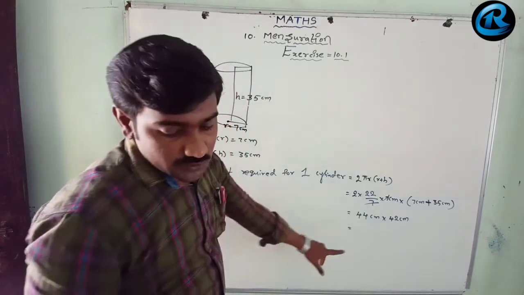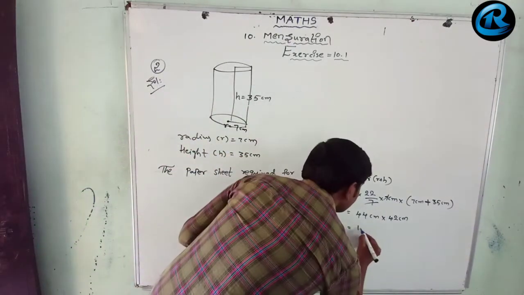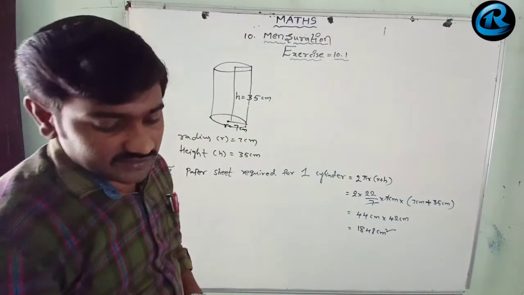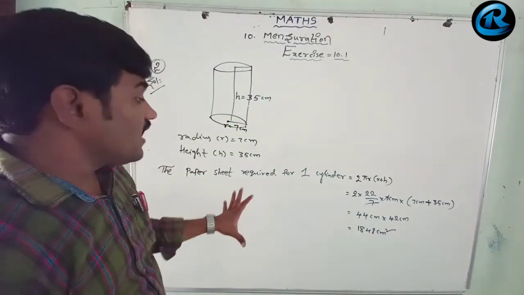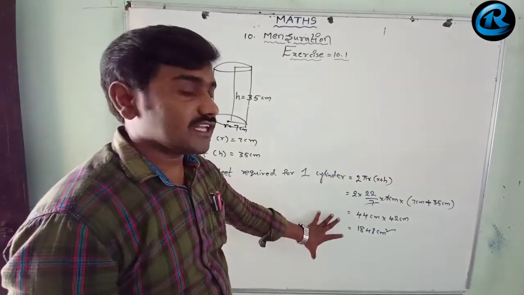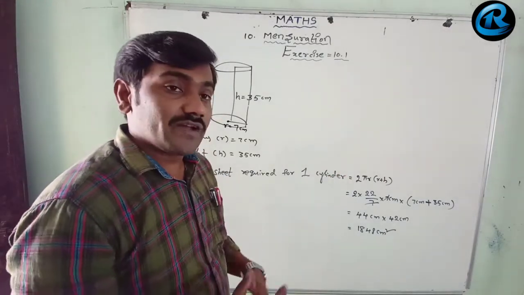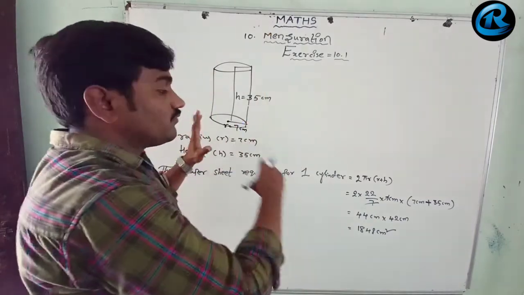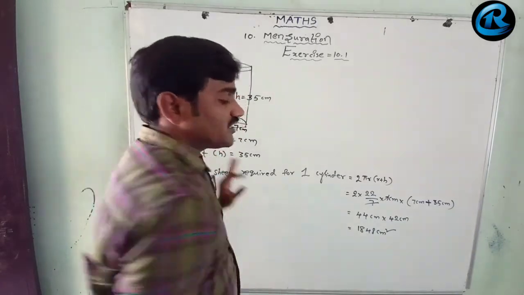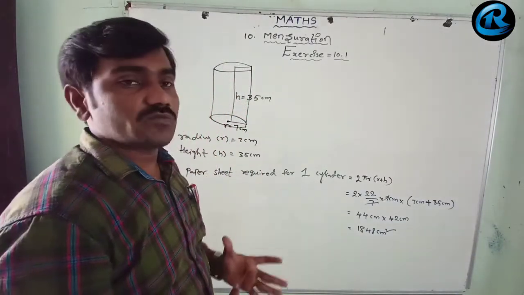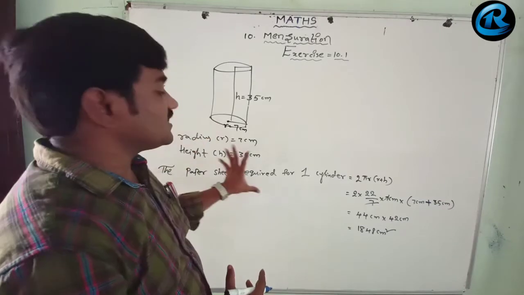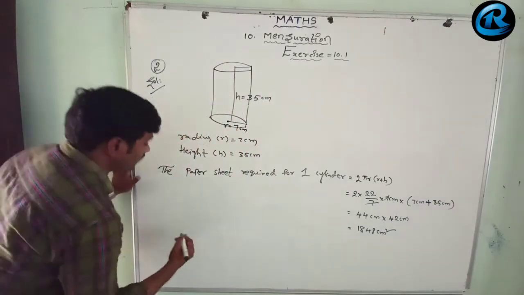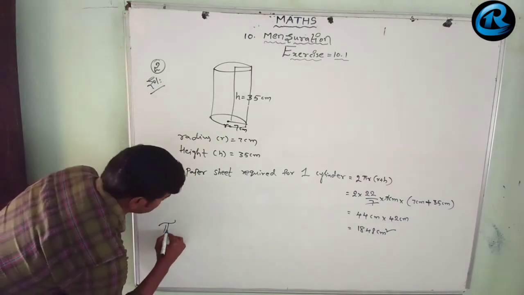When you multiply these two, I have already multiplied, we get 1848 centimeters square. This thick paper sheet is required for one cylinder. To make one cylinder we require 1848 centimeters square of paper sheet. To make 100 cylinders, how much paper sheet is required? We multiply by 100.